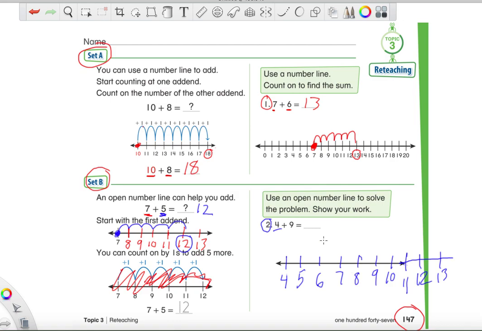And now on your own, I want you to solve it. Okay? So go ahead and, after you build your number line, solve 4 plus 9.